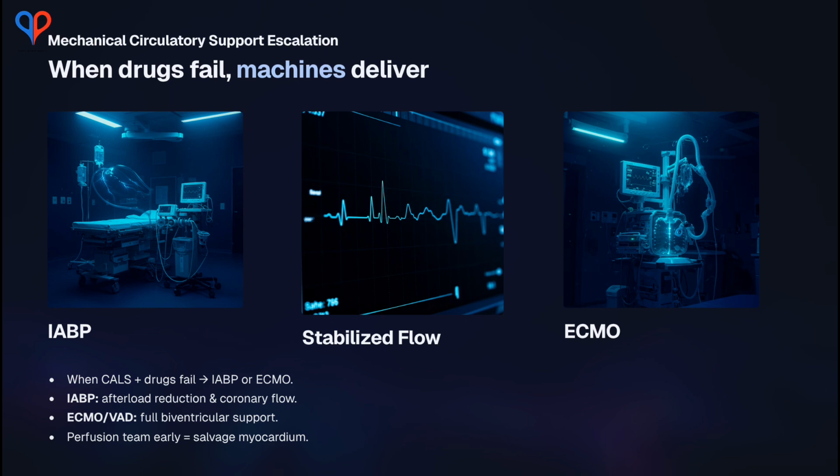ECMO means extracorporeal membrane oxygenation. In VA-ECMO, blood is drained from the venous system, oxygenated, and returned to the arterial system. It can provide near full cardiac output and oxygenation. It is the rescue for biventricular failure, refractory shock, or combined cardiac and respiratory collapse.